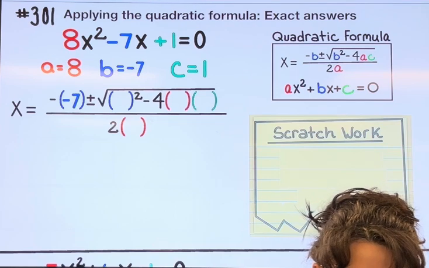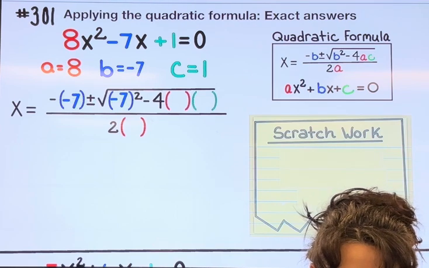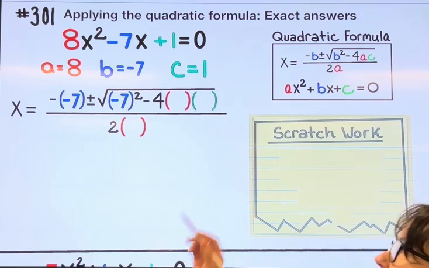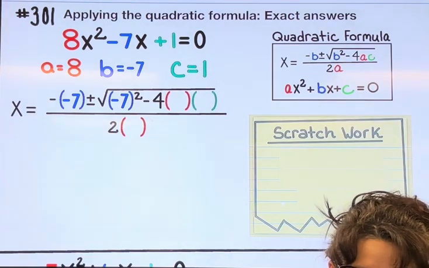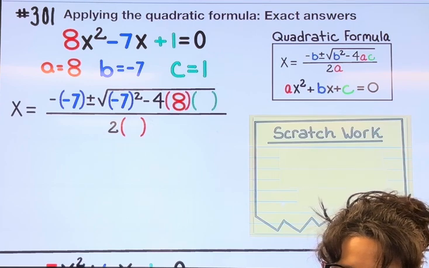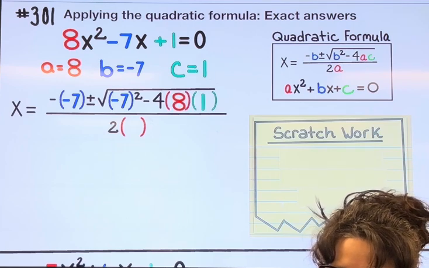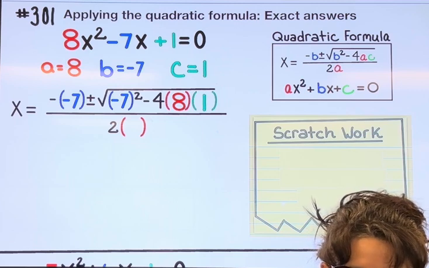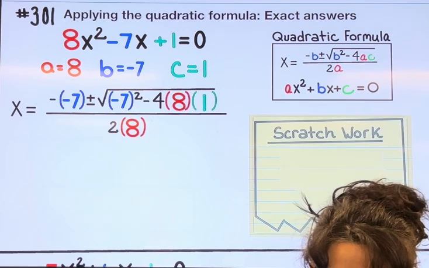Okay, but I'm going to grab my b value. So negative b, -7, plus or minus the square root of b squared, -7 squared, minus 4a, which is 8, c, which is 1, all over 2a. Okay, so there's my a.